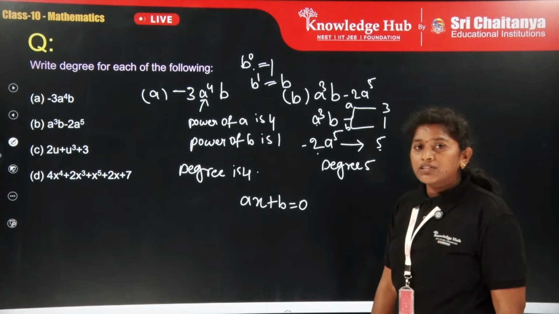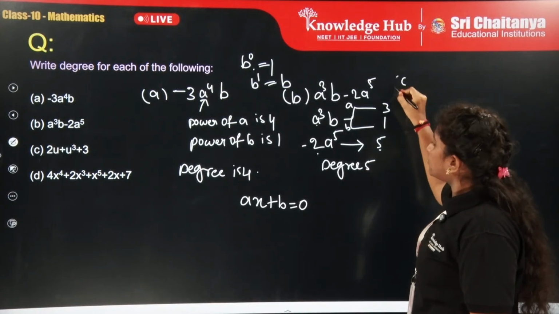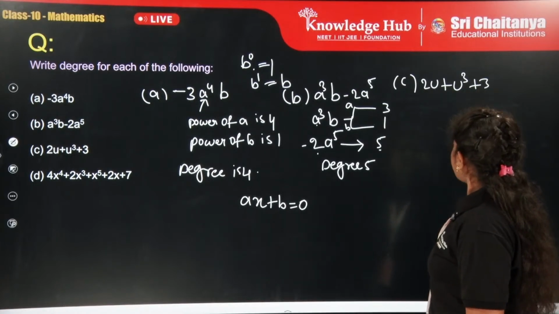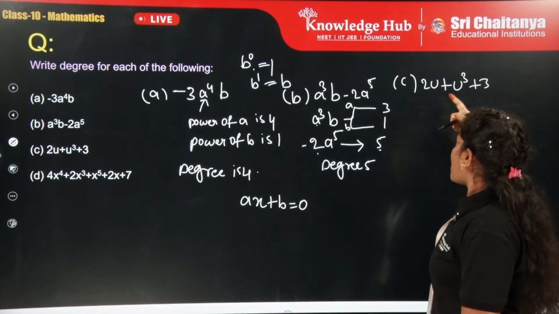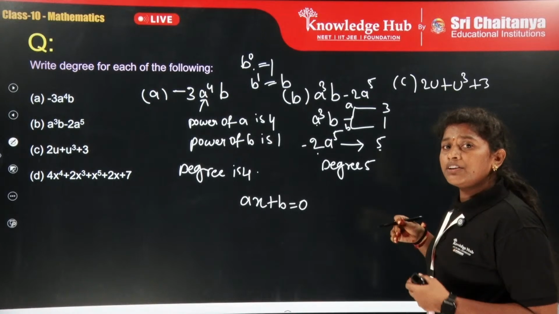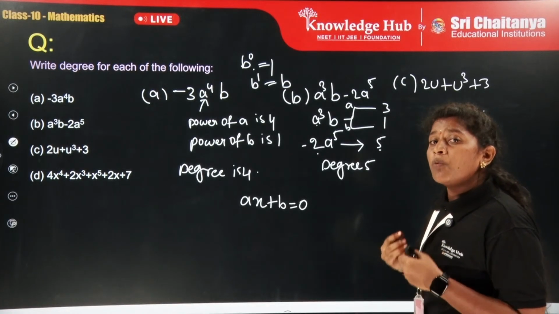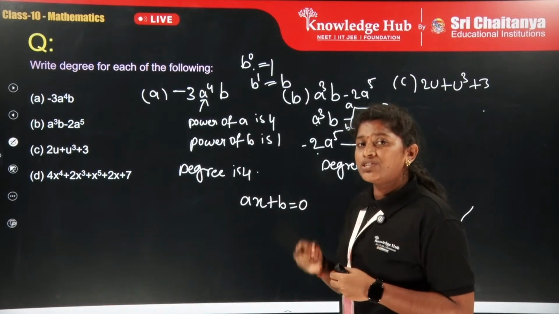Okay, so now let's solve the third one. Coming to the third one, 2u plus u cube plus 3. Here we have 3 terms. It would be better if you write the terms separately, then only you can understand the power of the variable in each term.